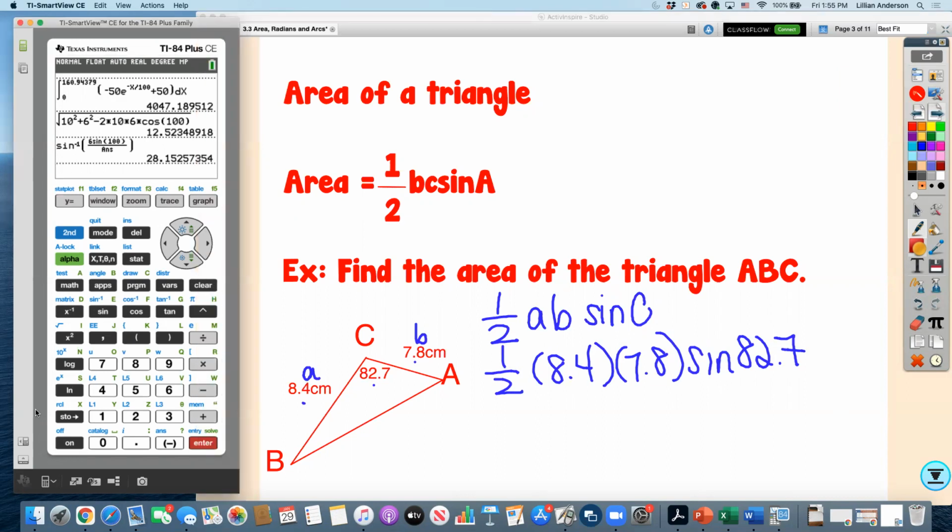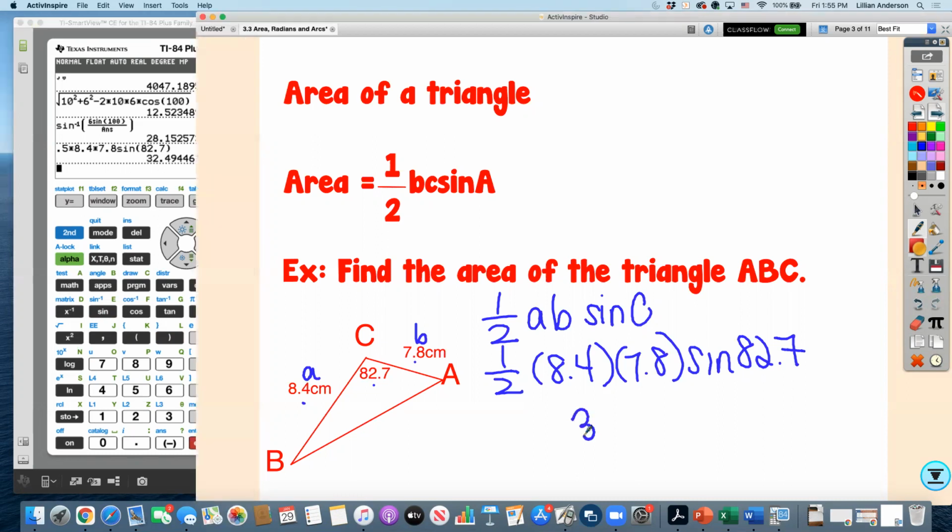All righty? I'm using 0.5. Of course, I need my calculator to be in degree mode because the angle I'm working with is a degree. So then when I click enter, can we get this? Wonderful. So three significant figures would be 32.5. And then don't forget your units. It is squared because we're talking about area. So it's going to be centimeters squared.